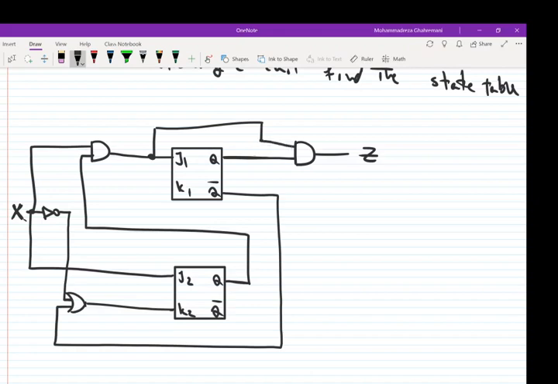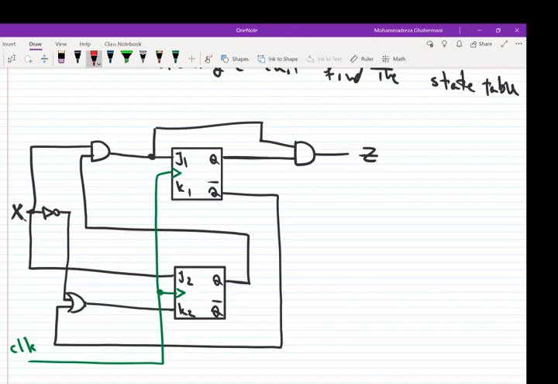Let's see what else we have. I think we're done. Okay. And by the way, we also have a common clock connected to both flip-flops. So it's the clock cycle. Okay, we want to analyze this circuit and find the output.